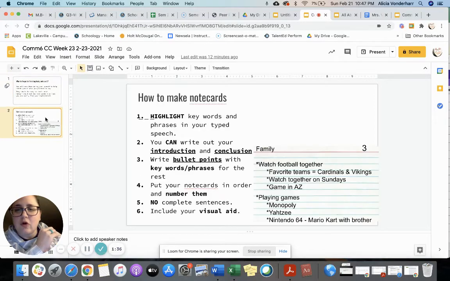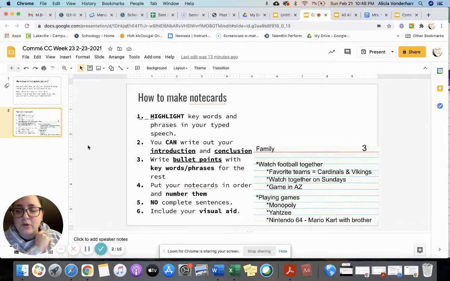All right, so how to make note cards. You are going to go through your speech and highlight any keywords or phrases in your typed speech that you know will help you to remember as you're going along. You will be writing out your introduction and conclusion word for word from your written essay. It's really nice that way so that you don't have to summarize your introduction and conclusion and accidentally miss your thesis or your preview statement. You write it out word for word onto the note card.